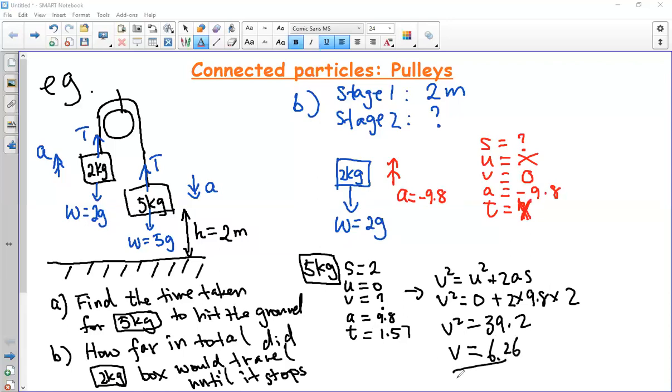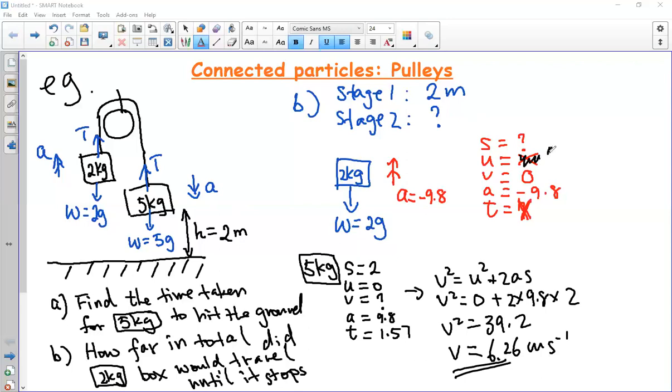So the final velocity is 6.26. Now remember, both boxes are connected by the same string. So if the final velocity for the 5 kilogram box is 6.26 meters per second, that means this will also be the final velocity for the 2 kilogram box. So this is all for stage 1. Now, great. When the box hits the ground, the velocity is 6.26. So that will now become the initial velocity for stage 2 for my 2 kilogram box. So let's put it over here.